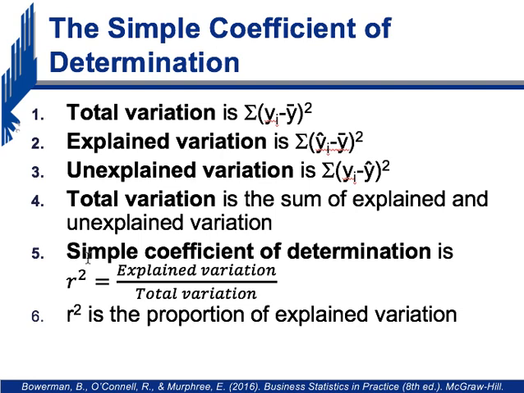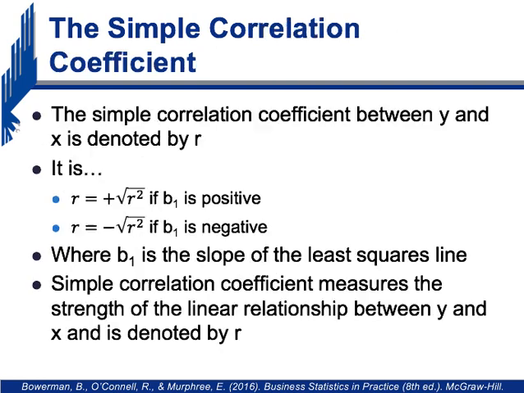And in order to compute for the simple coefficient of determination, we just have to divide the explained variation by the total variation. So that tells us that r squared is a measure of the proportion of the variation that is explained, or the proportion of the explained variation to the total variation of the model.